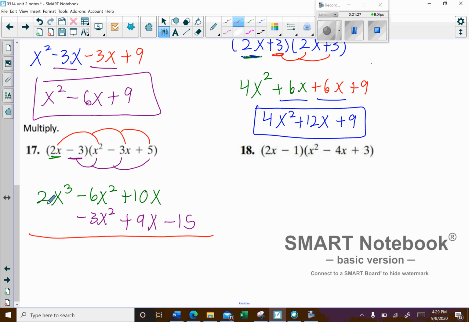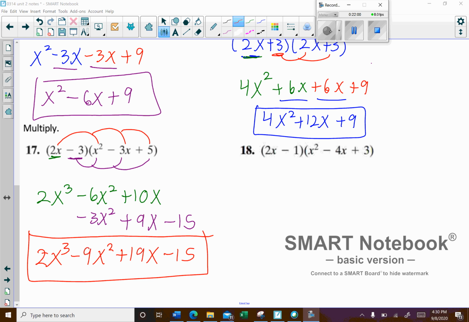So I only have a single term for x cubed. It's 2x cubed, so I'll go ahead and bring that down. So 2x cubed, okay? Then let's see, I have a minus 6x squared and a minus 3x squared. They're on the same team, so we'll combine that together to be a minus 9x squared. Then I have a plus 10x and a plus 9x. They're on the same team. Add that together, that'll be plus 19x, and then I'll bring down the minus 15.